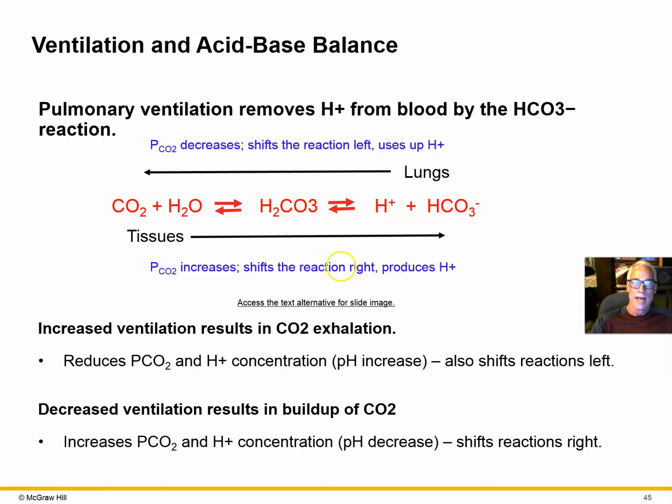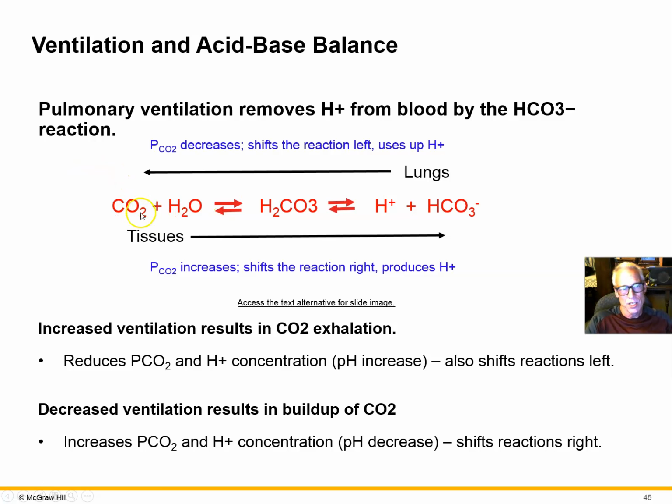So here's another way of looking at these reactions. When you are in the lungs, we're going to take away CO2, right? In the lungs, we're going to let the CO2 breathe out. So we're going to take away something from the left side of this equation, and that's going to draw the equation like a swing to the left. And we're going to use up that bicarbonate, convert it back to CO2, and breathe it out.